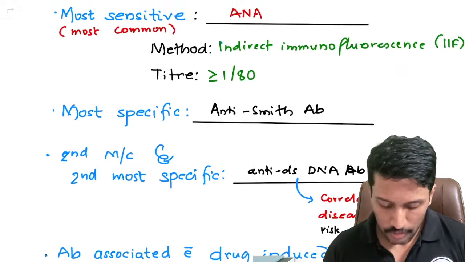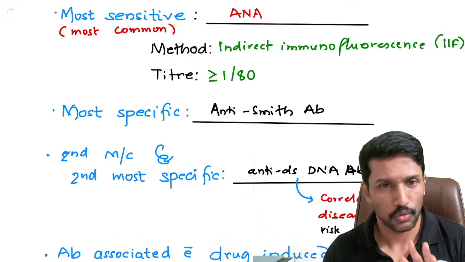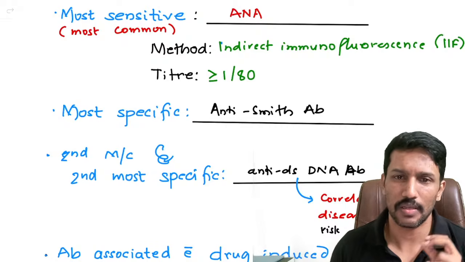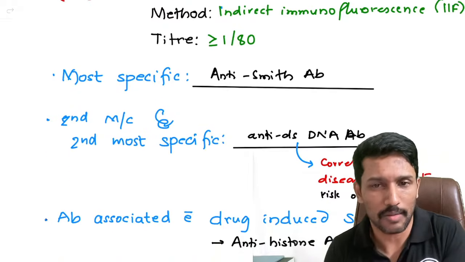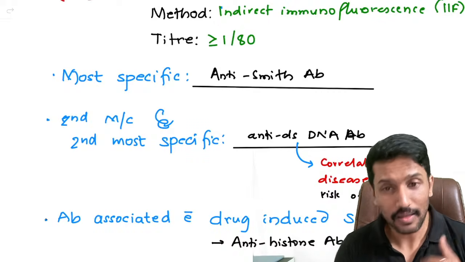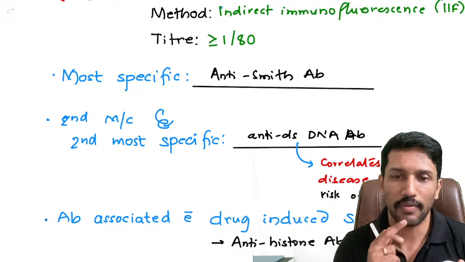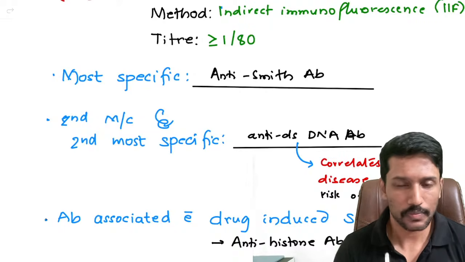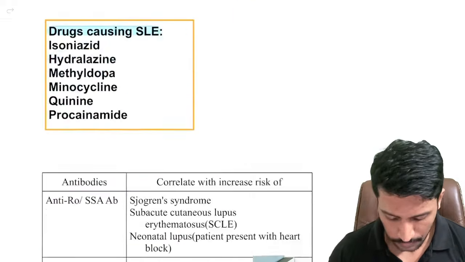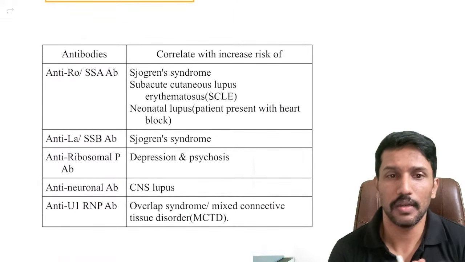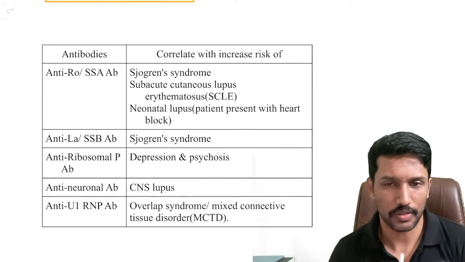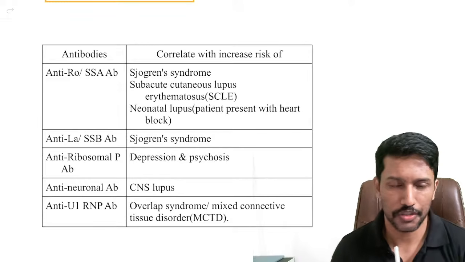Okay. Now, in terms of antibodies, the most sensitive is ANA. You should know that. The most specific is anti-Smith. Second most sensitive and second most specific is anti-dsDNA, the most important antibody in SLE. Apart from that, in drug-induced SLE, you have anti-histone. Other than that, we have some more antibodies, like anti-SSA and anti-SSB, which are also called anti-Ro and anti-La antibodies. Then you also have anti-ribosomal P antibodies, anti-neuronal antibodies, and anti-U1 RNP antibodies. So they may ask you their correlations as well, right?